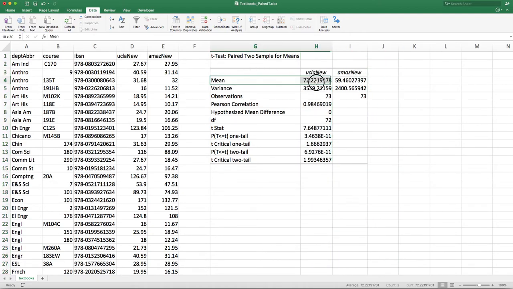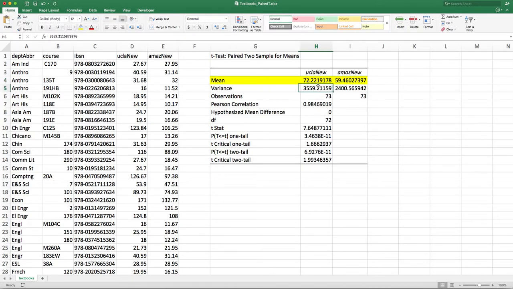The average for UCLA at first glance looks to be higher than the average for Amazon. But remember, this is just a sample. This does not mean overall the average is higher. That just means for our sample, this is what we found. There were 73 observations for both, obviously because they were paired.